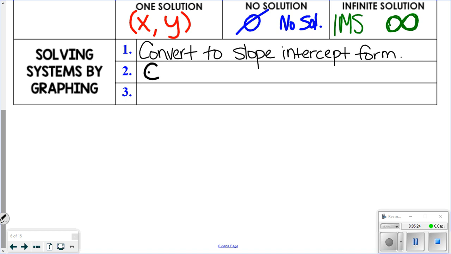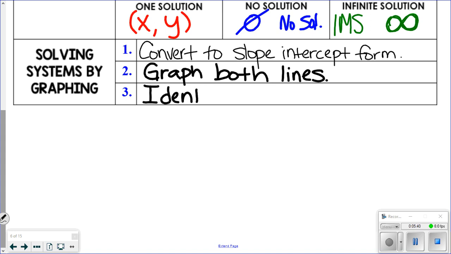Next, we're going to graph both lines. And then lastly, step 3, we just need to identify the solution. So state how many solutions it has from above.